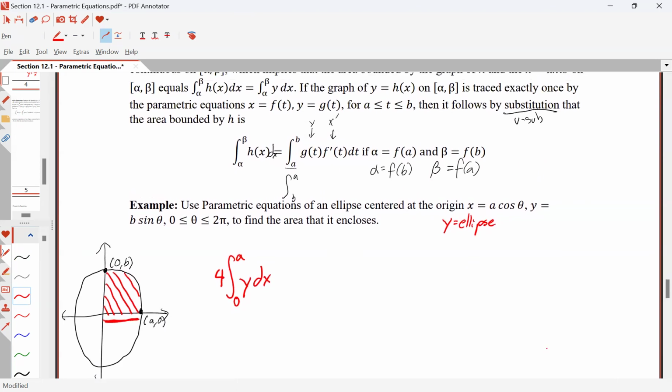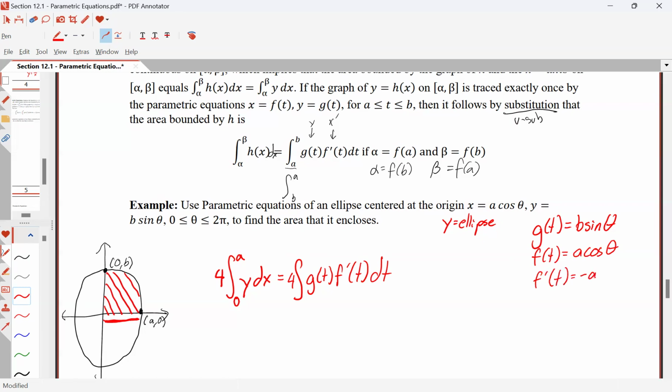What this formula above tells us is that this integral from 0 to a would be the same as the integral of g of t times f prime of t dt, with 4 of those, where g of t is the function for y, that's the b sine theta, and f of t is the function for x. F of t equals a cosine theta. So f prime of t is negative a sine theta d theta.